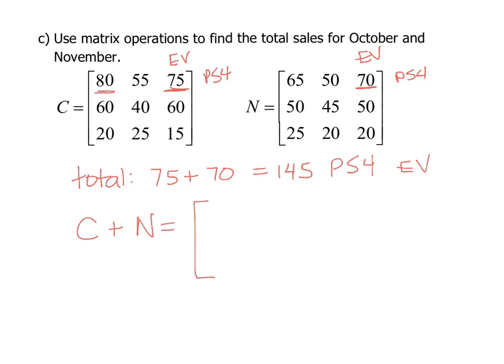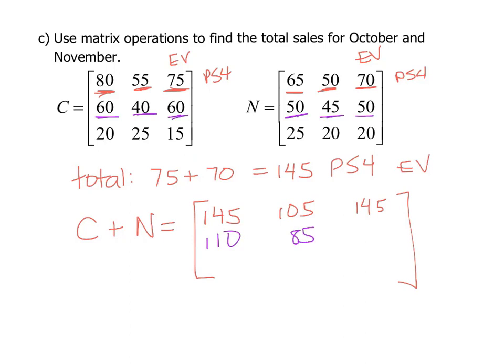When we do that, we already did this last column. We got 145. 80 plus 65, also 145. 55 plus 50 is 105. 60 plus 50 is 110. 40 plus 45 is 85. 60 plus 50 is 110. 20 plus 25 is 45. 25 plus 20, also 45. 15 plus 20 is 35.